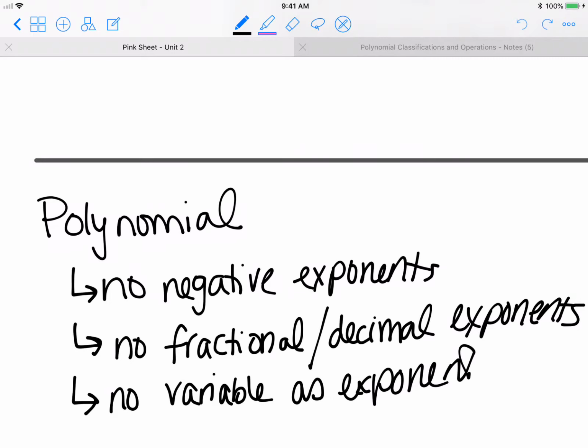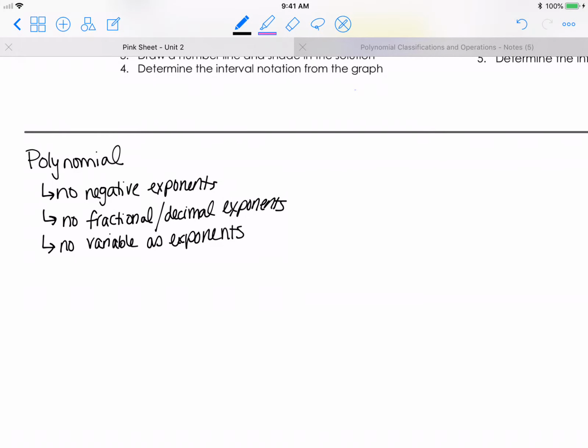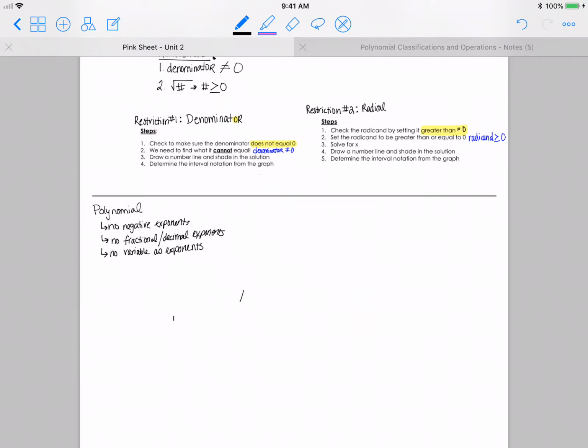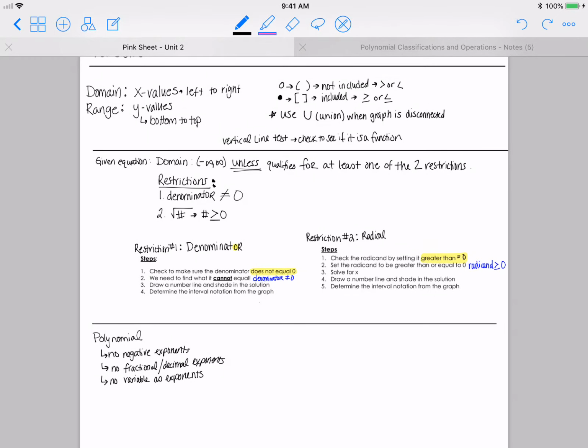Okay, so we're going to add to this a lot today, so have this out ready to go. So far: polynomials, no negative exponents, no fractional or decimal exponents, no variable as exponents. I have also posted this on Google Classroom, so you can make sure that yours looks similar to mine if you want to. Yours can look very different, but remember, it just cannot have any examples on it. So let's go back to our notes.